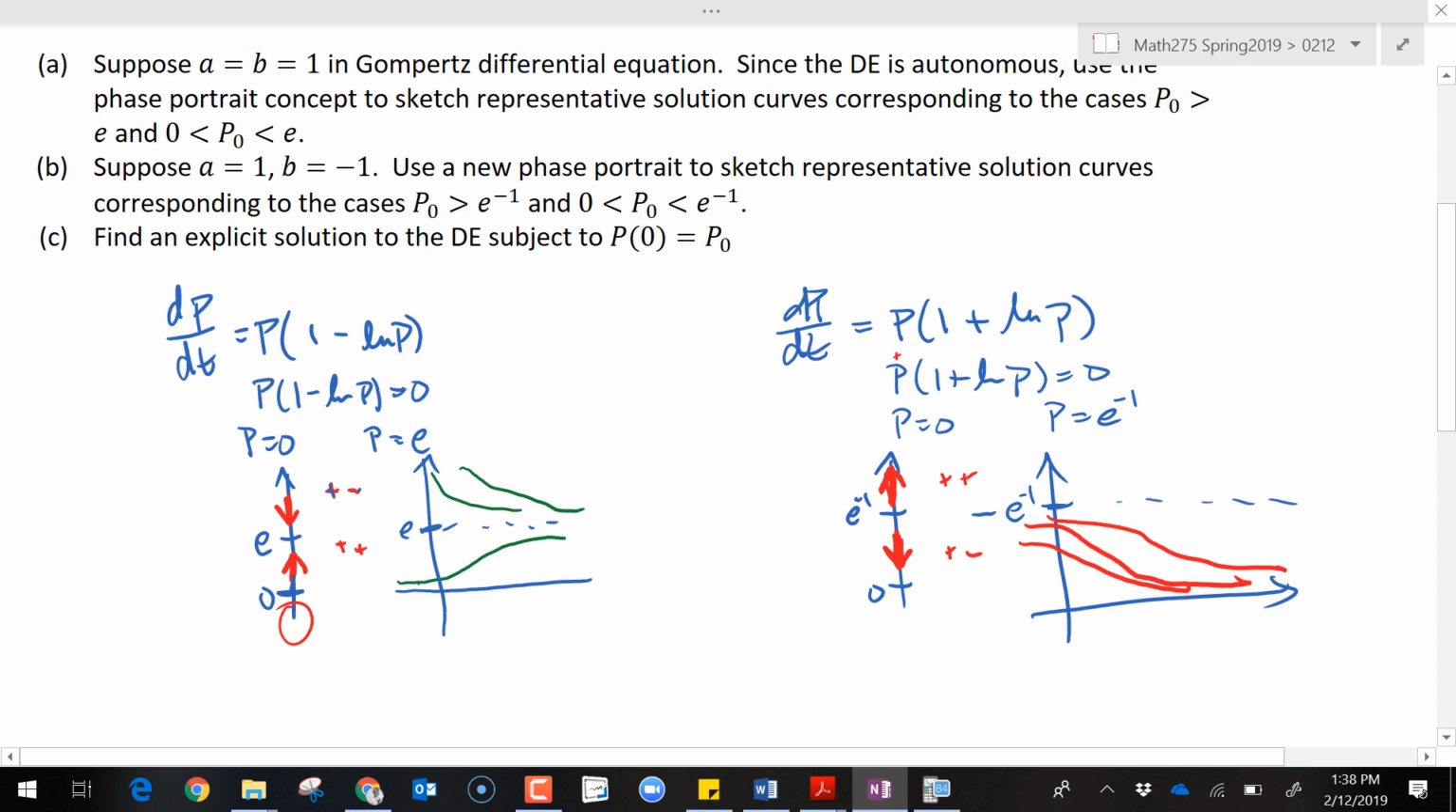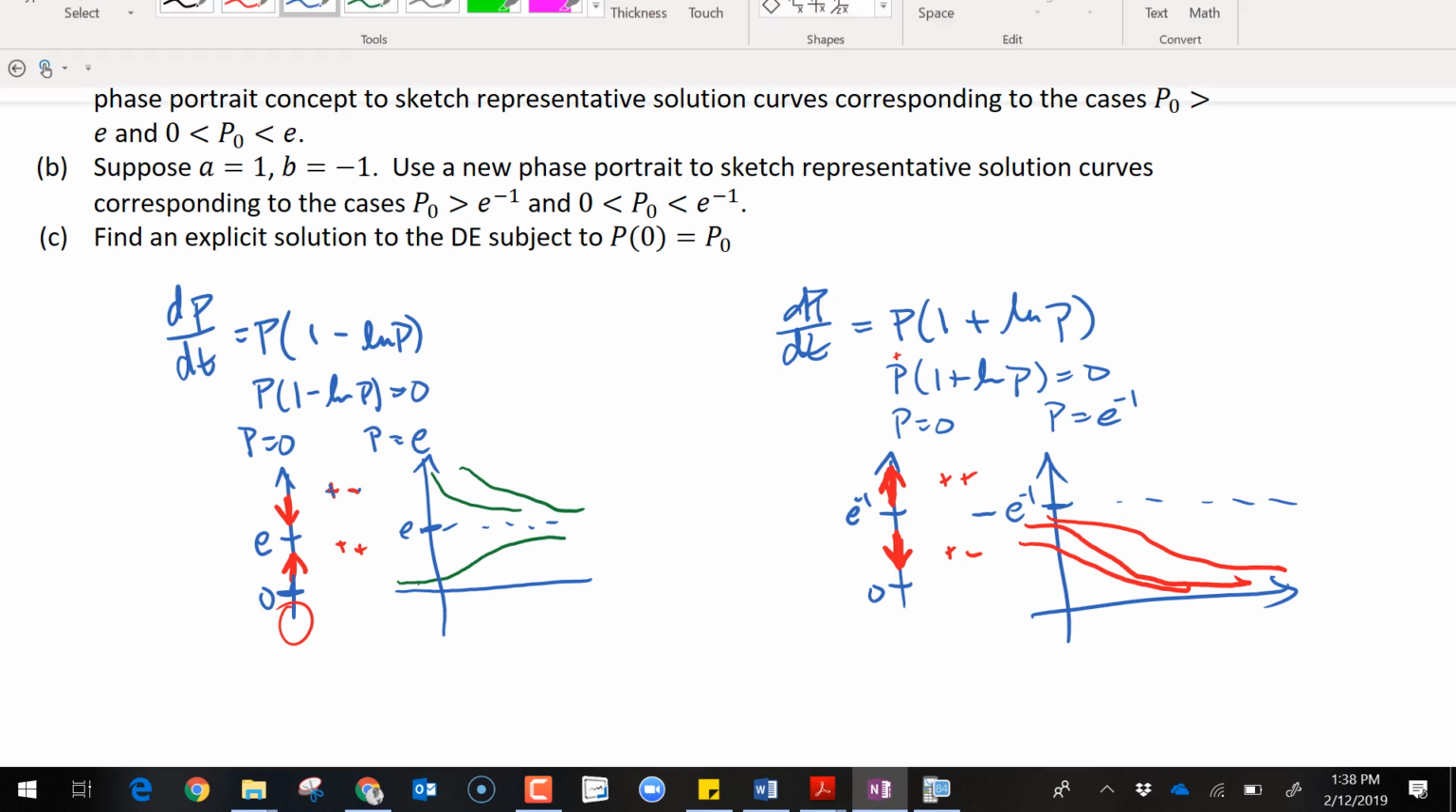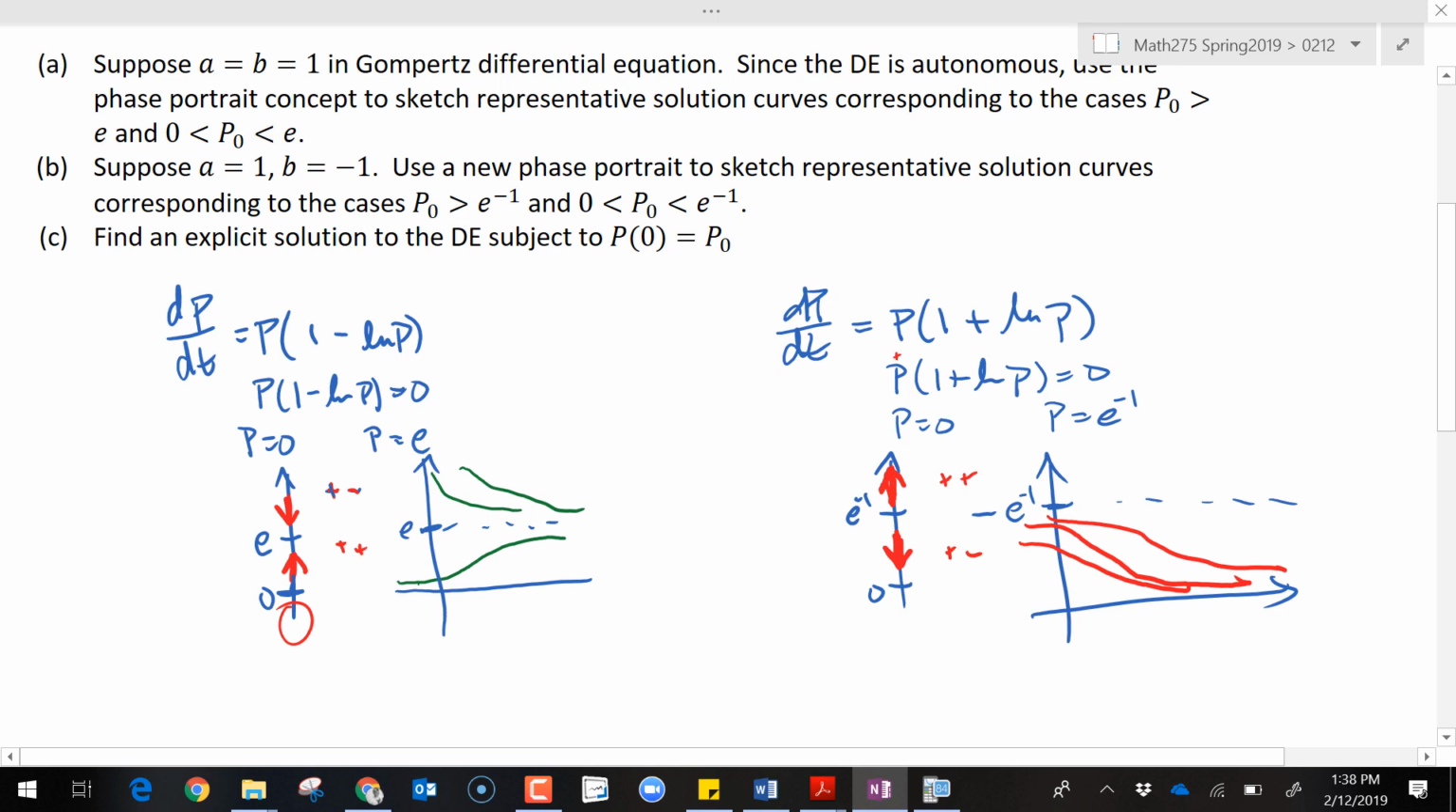Red. Okay. Oh, if you have your starting point bigger than e to the -1, then your graphs would be going up.